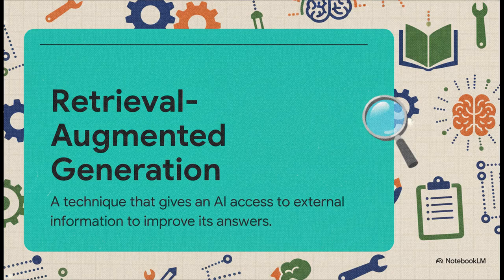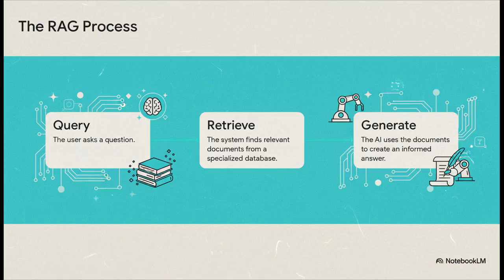And honestly, it's a beautifully simple idea. You're not actually changing the AI's brain, you're just giving it a library card and teaching it, hey, before you answer, go look it up in here first. And the process itself? Super logical. It all starts with a query. That's you asking a question, like, what were our hottest products last quarter? The system then goes and retrieves the relevant sales reports from your private database. And finally, the AI uses that specific information to generate a really informed answer. It's basically an open book exam for the AI every single time.